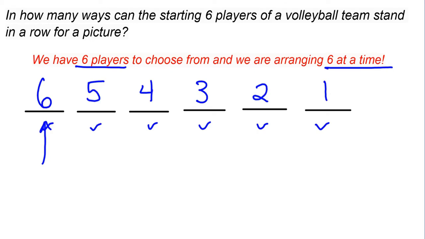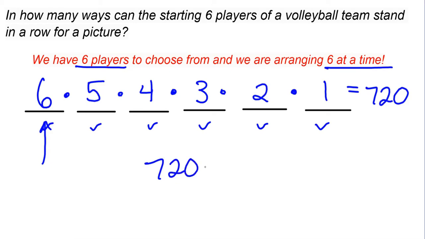So here, the fundamental counting principle says I should multiply all of these together to find the total possible ways to arrange those girls. Well, 6 times 5 times 4 times 3 times 2 times 1 is 720. There are 720 different ways to arrange 6 girls in a line. Now that's a lot. And again, this is much better than having to list out or try to figure out all the possible ways we could arrange those girls.